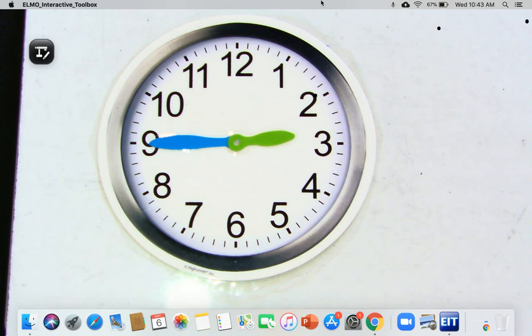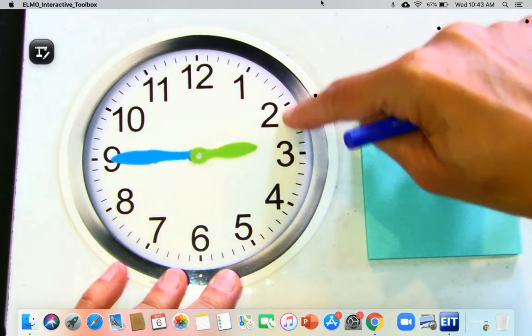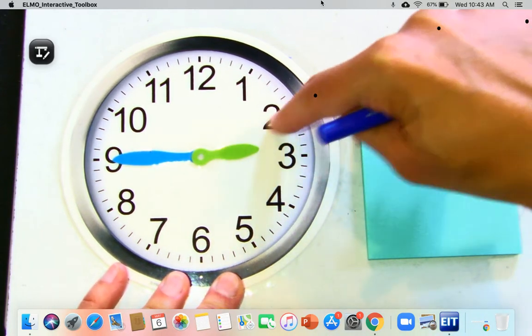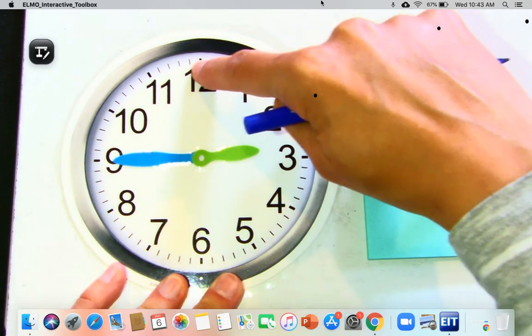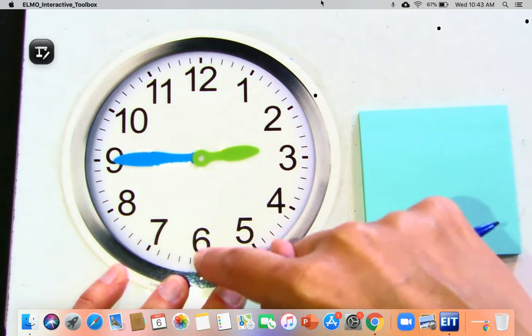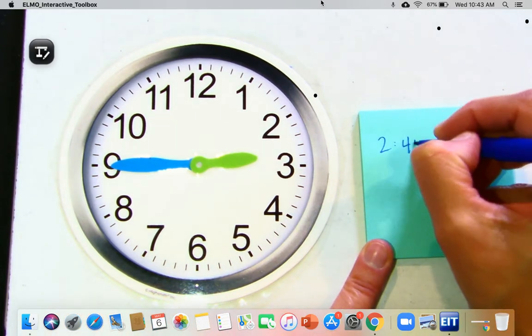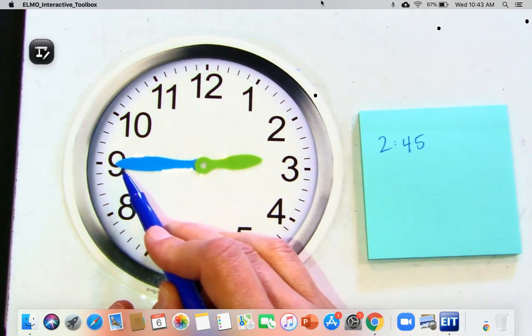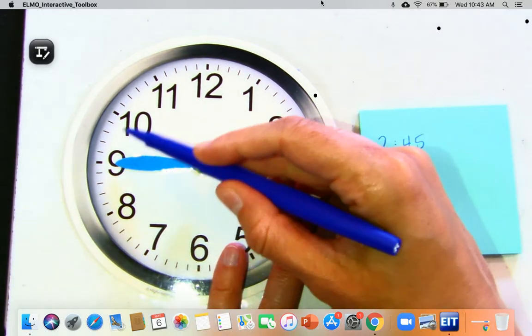Let's see. Did you say 2:45? I think it's 2:45. Let's see. Our hour hand is right between the 2 and the 3. We always go to the smaller number, 2. And our minute hand is on the 9. I could go 5, 10, 15, 20, 25, 30, 35, 40, 45. It's 2:45. Or I could think about, I know 9 times 5 is 45. So 2:45. And it's going to be in 5, 10, 15.